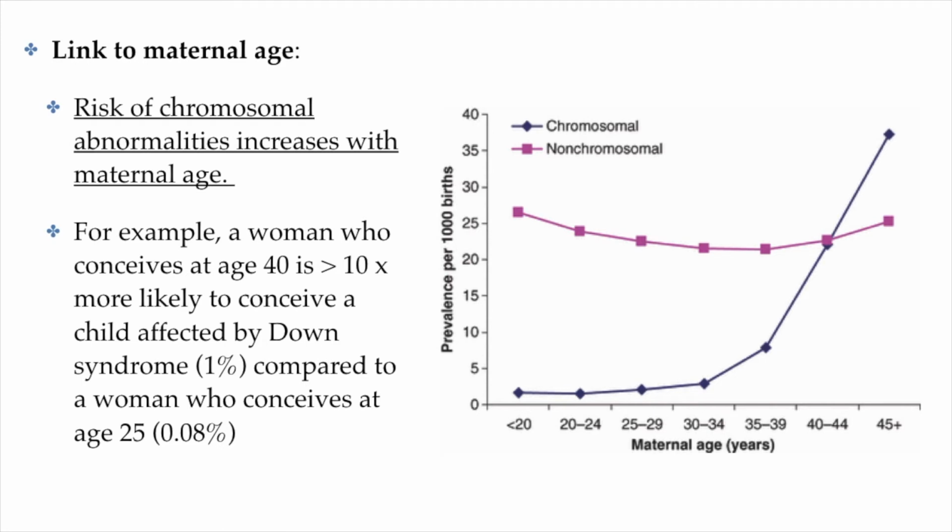And that is because a woman is born with every egg she will ever produce in her lifetime. And so by the time that a woman hits the age of 35, her eggs are 35 years old. A 25-year-old woman has 25-year-old eggs. So there is a difference in the viability of the eggs as more time passes. So, for example, if we look at some data directly, a woman who conceived at age 40 is more than 10 times more likely to conceive a baby with Down syndrome versus a woman who is 25 years old, which is the reason why prenatal testing is recommended for women over the age of 35.